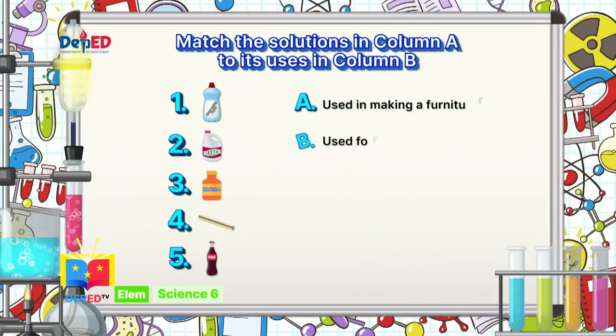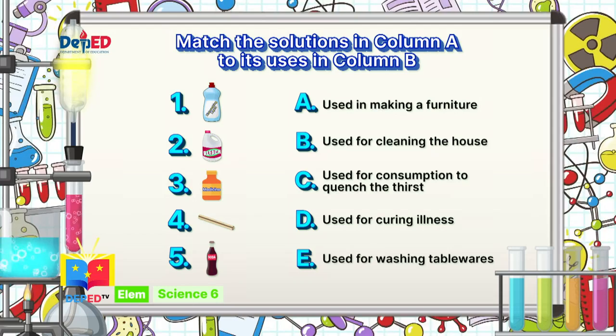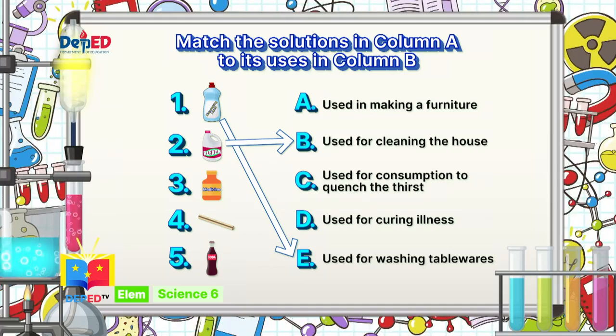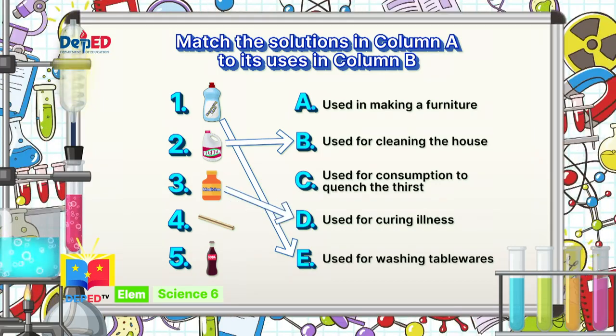Match the solutions in column A to its uses in column B. Number 1. What is the use of dishwashing liquid? The correct answer is E. It is used for washing tablewares. Number 2. What is the use of bleach? The correct answer is B. It is used for cleaning the house. Number 3. What is the use of medicine syrup? The correct answer is D. It is used for curing illnesses.